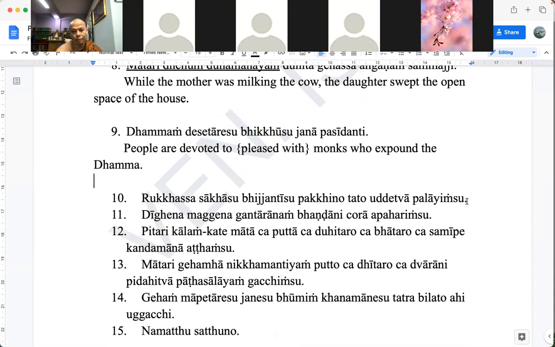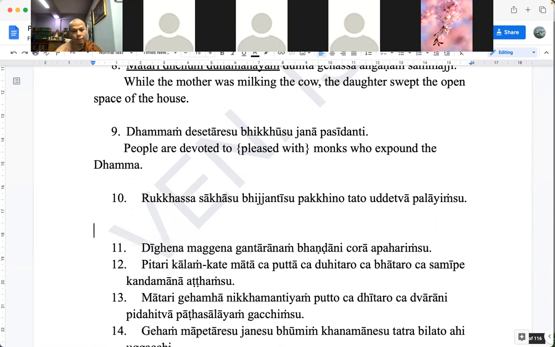Okay, now number 10. So here, rukkhassa sakhasu bhijjamanasu, bhijjamano, and then odita, uppatitva, palayimsu. Balayensu. Here also rukkhassa sakhasu bhijjamanasu is a locative absolute construction. Sakha is feminine gender, so plural locative case, sakhasu, and bhijjamanasu. Rukkhassa is related to the branches.